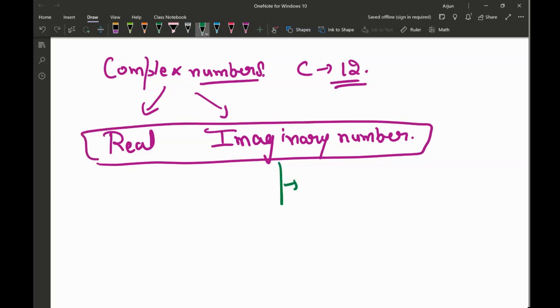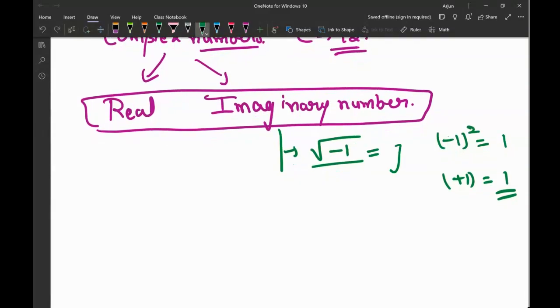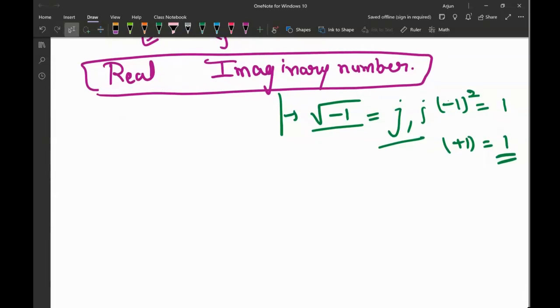Now, what is an imaginary number? We all know that if I square a negative term, the answer will be positive. If I square a positive term, the answer will still be a positive number. But what happens if we have a negative sign under the square root? This kind of number is called an imaginary number, and it is represented by the symbol j, or sometimes it is also represented with the symbol i. Whatever symbol you want to use, you can use that symbol to represent an imaginary number.